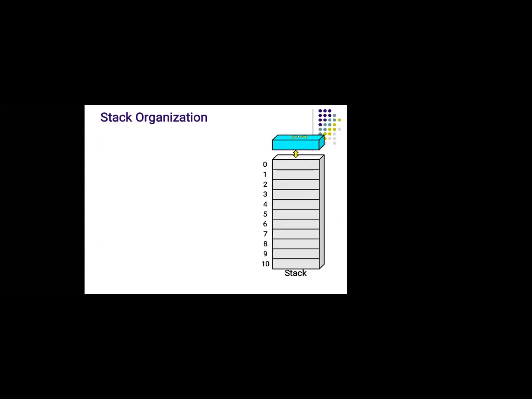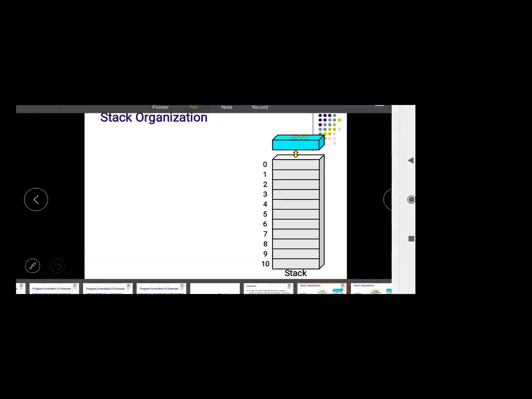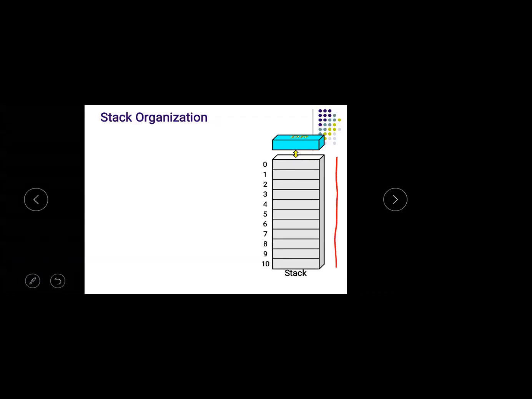There are two types of stacks: register stack and memory stack. When the stack is constructed using registers, it is called a register stack. The registers are placed one above the other in this manner. This is called a register stack. The one at the bottom is the bottom of the stack, and the one above is currently the top of the stack.